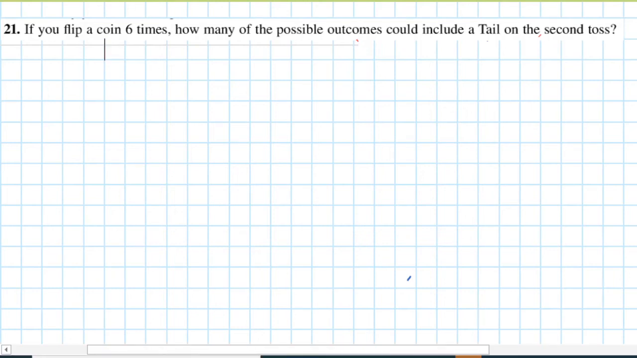So the question you are asking is, if you flip a coin 6 times, how many of the possible outcomes could include a tail on the second toss? So first of all, let's look at the scenario where we flip a coin 6 times.